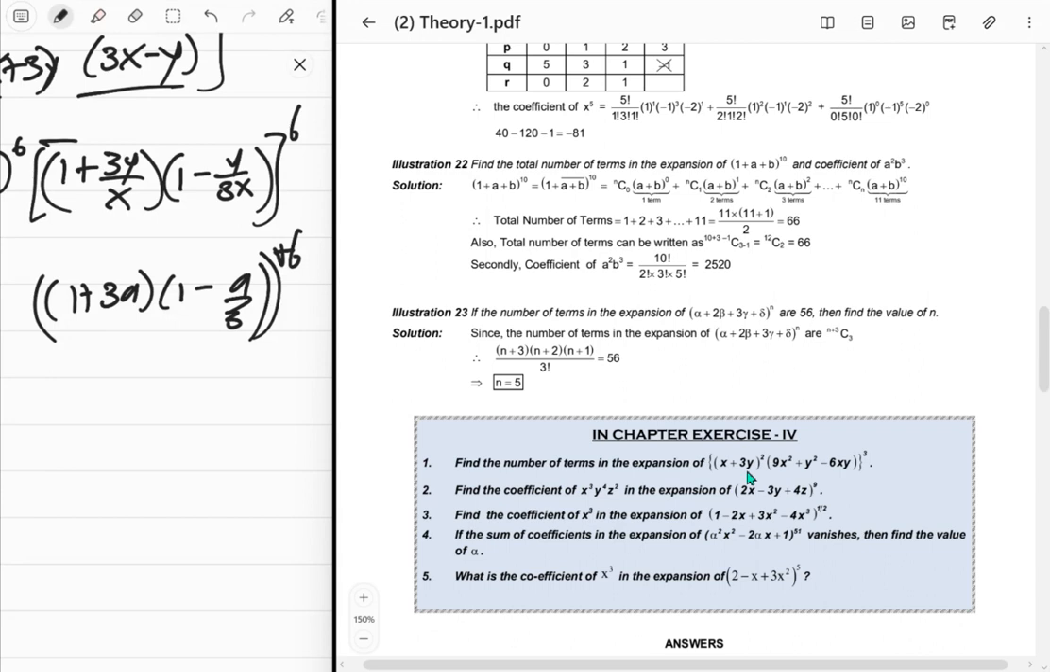Think. When will a term get cancelled? Wait, when does a term get cancelled actually? We don't know that. This is bad. This is really bad.